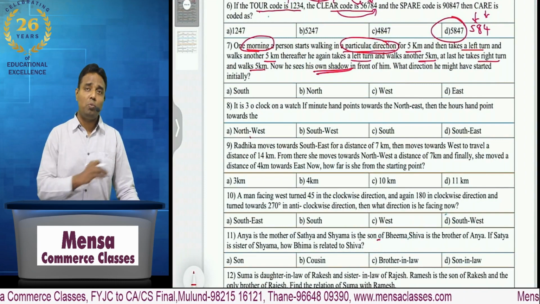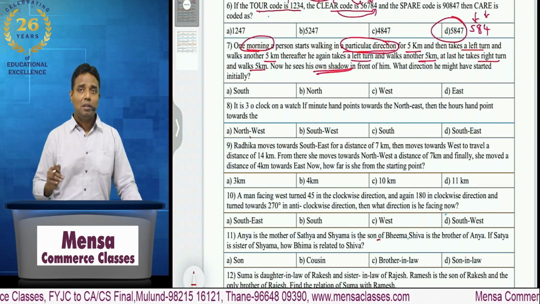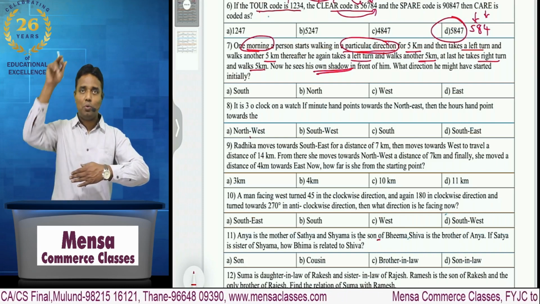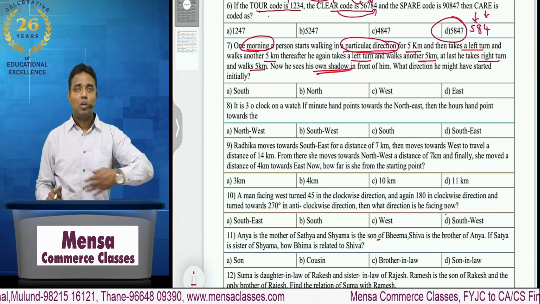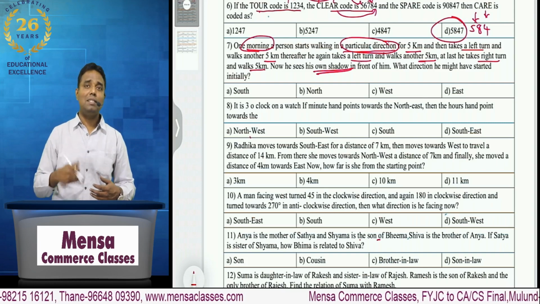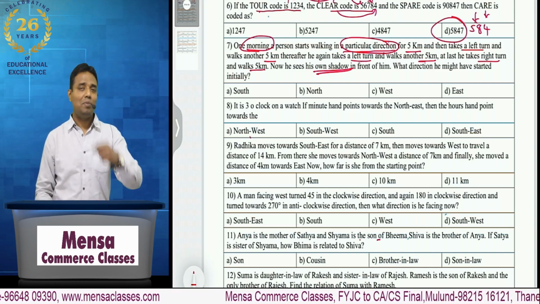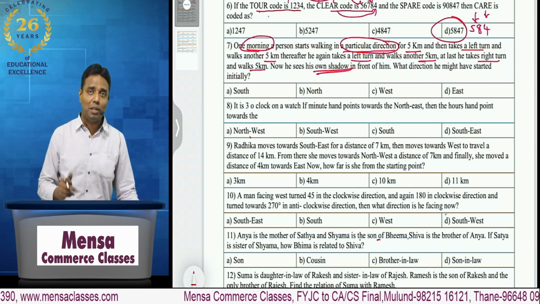Now another thing is, we don't know which direction he has started. So what we'll do is we'll work backwards, reverse. Like, west he is facing, seeing the sun. Now he is turning back and trying to reach his original destination. So it will all be reverse. But wherever it is left, it will be right turn. Wherever it is right turn, it will be left turn, right? Then we can move on to the starting point. We'll go in the reverse direction.